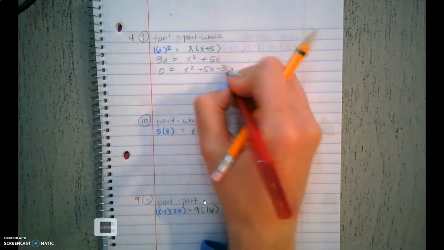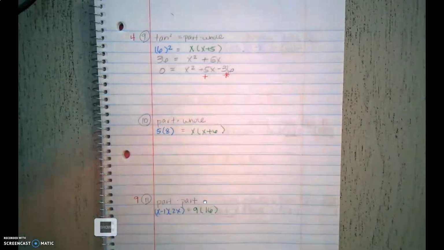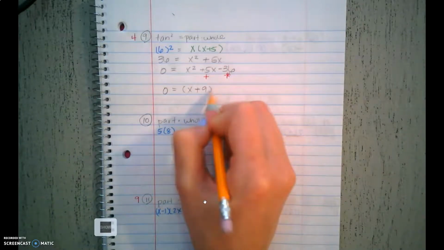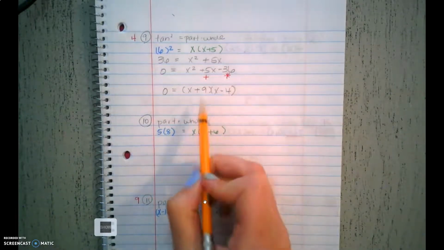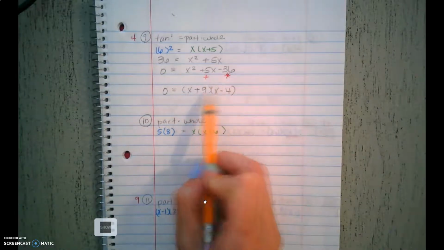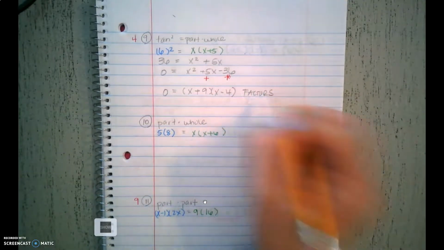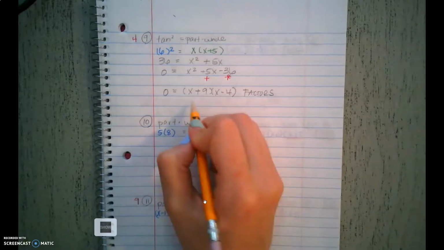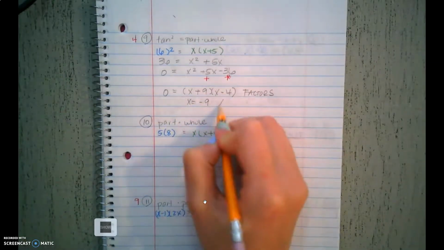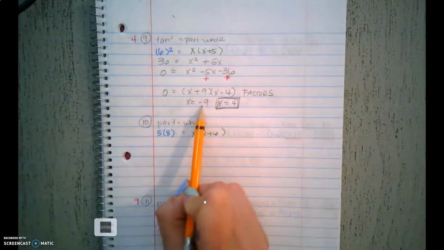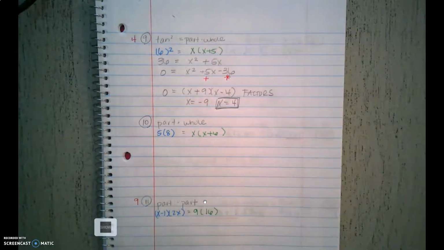Remember, I'm looking for something that multiplies to be 36, but could add up to be 5. So I know that's going to be x plus 9 times x minus 4. 9 minus 4 is 5. 9 times a negative 4 is a negative 36. Remember, those are factors. We're looking for solutions. So this is going to be x equals negative 9 and x equals 4. Remember, we choose x equals 4 because we can't have any negative side lengths, so we're not going to choose negative numbers, if it in fact makes a negative side length.